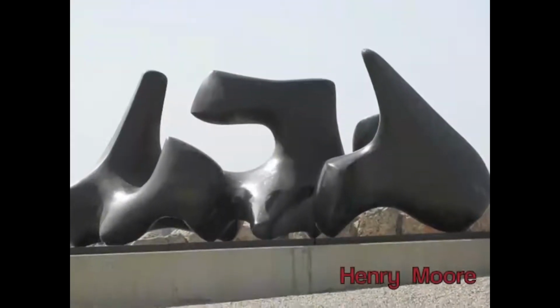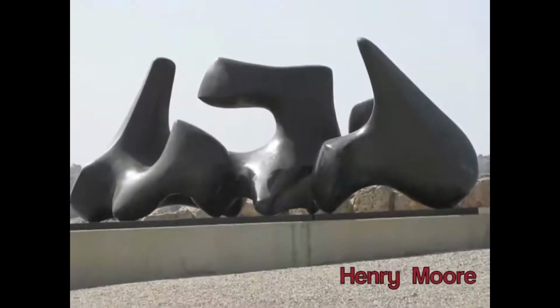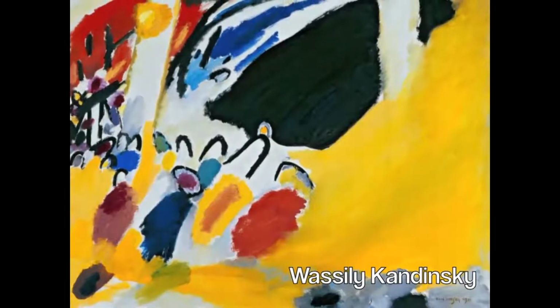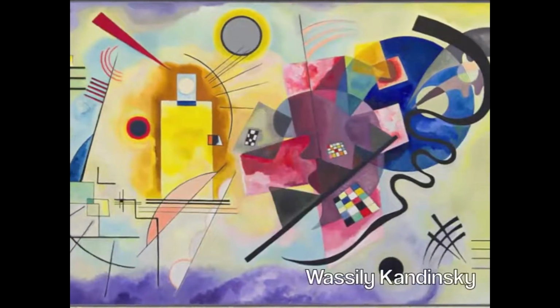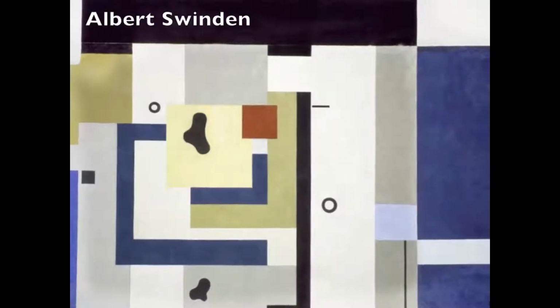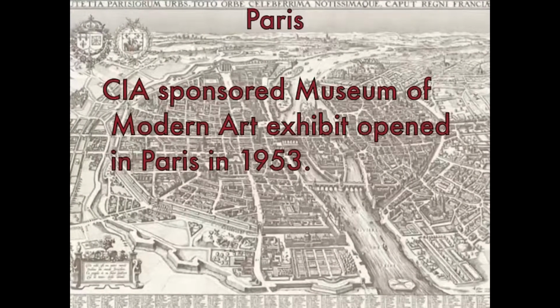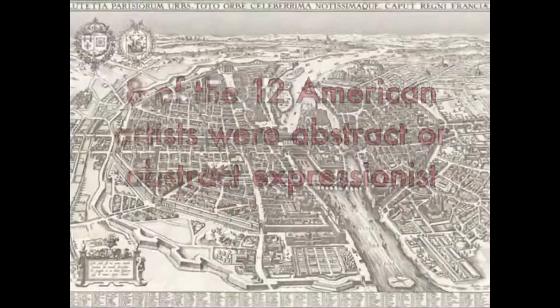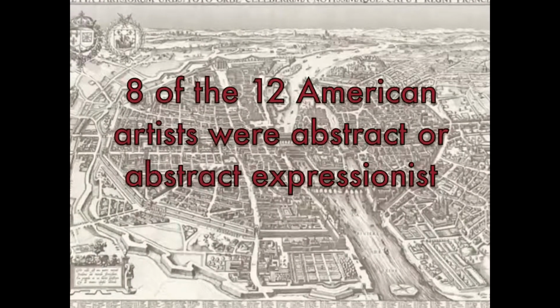The anti-communist atmosphere also influenced why abstract art was favored for exhibits by museums across the country. As an example, in 1953, 8 of the 12 American artists of a CIA-sponsored Museum of Modern Art exhibit, which opened in Paris, were abstract or abstract expressionist. The lone social protest artist, the popular Ben Shahn, was investigated the same year for his political beliefs.